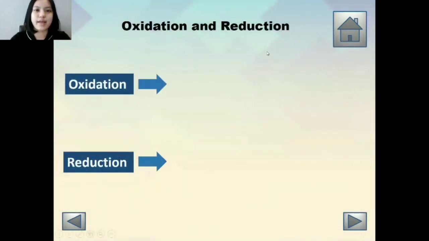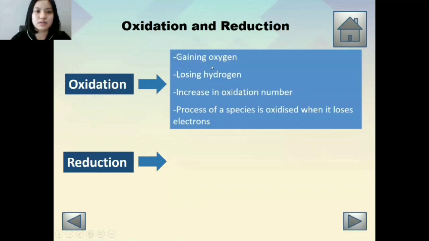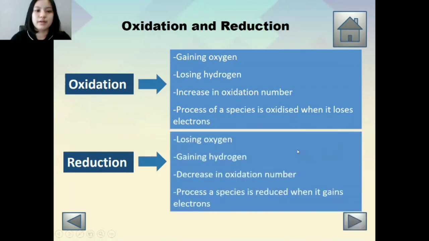Oxidation and reduction. What is oxidation? Oxidation is the process of gaining oxygen, losing hydrogen, increase in oxidation number, and the process where a species is oxidized when it loses electrons. Reduction is the process of losing oxygen, gaining hydrogen, decrease in oxidation number, and the process where a species is reduced when it gains electrons.